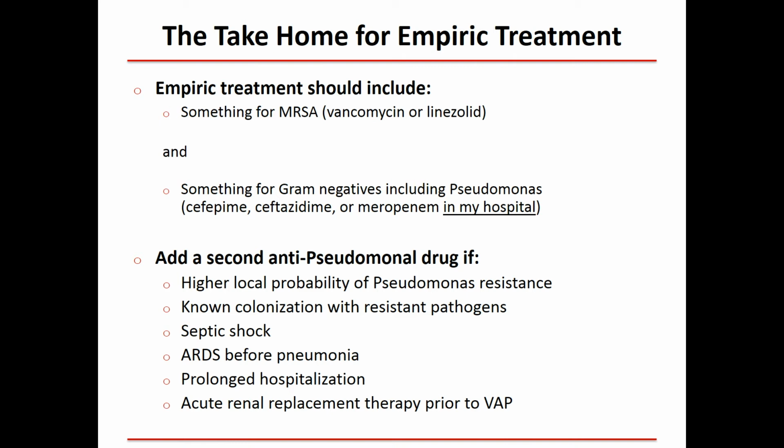Those two agents are associated with similar clinical outcomes, particularly mortality rates, and something for gram-negatives, including Pseudomonas. Again, in my hospital, it's ceftaz, cefepime, or meropenem, but in your hospital it might be different. Add a second anti-Pseudomonal agent if you have a higher local probability of Pseudomonas resistance, known colonization with resistant pathogens inside your particular patient, you know they've had a resistant pathogen in the past, the patient has septic shock, ARDS, prolonged hospitalization, or acute renal replacement therapy.